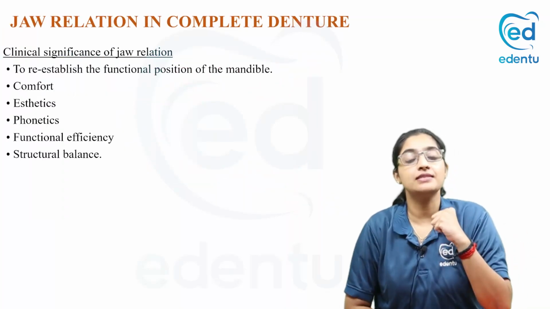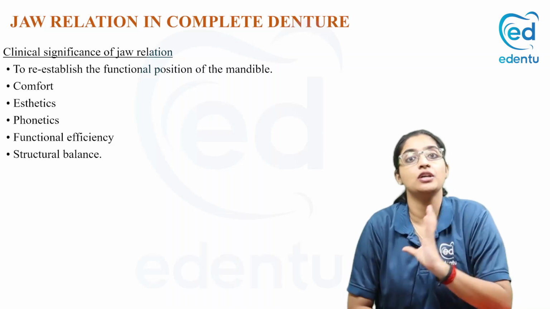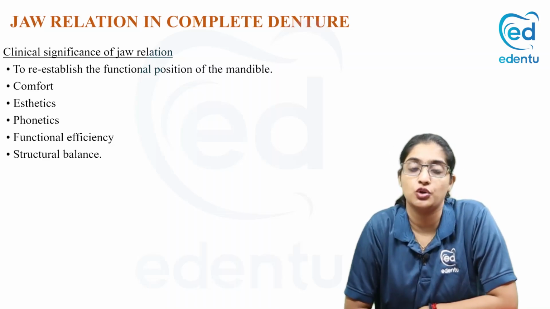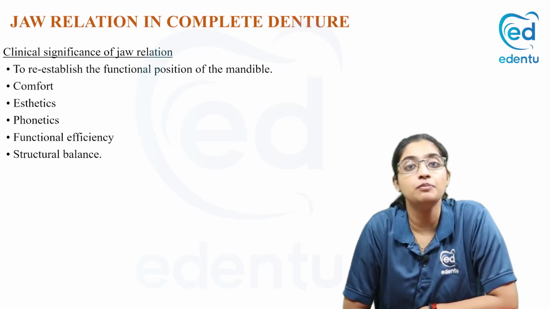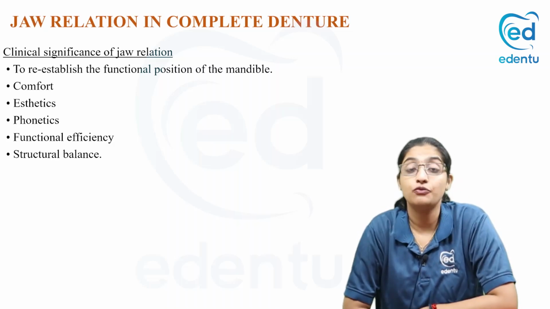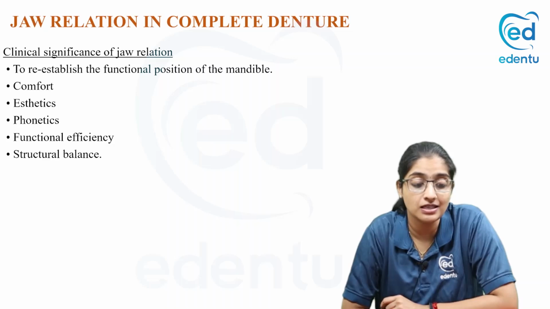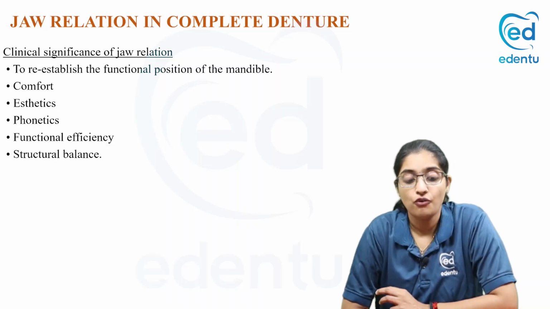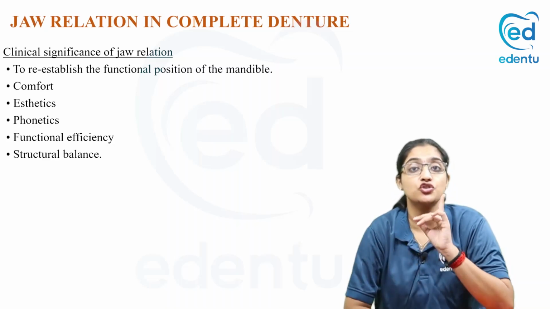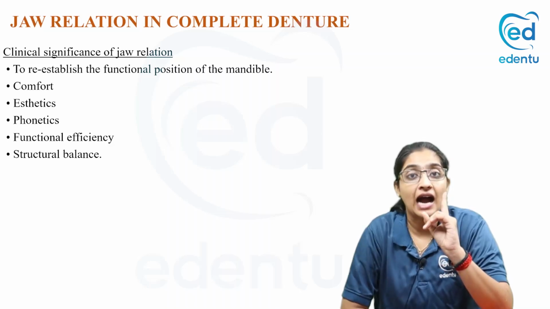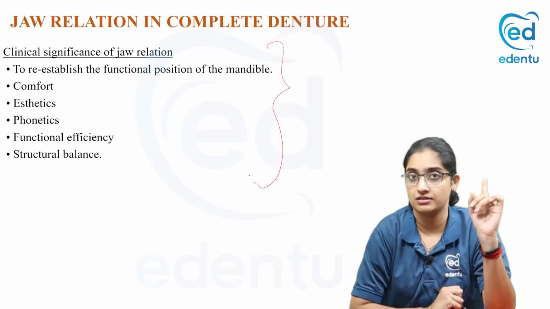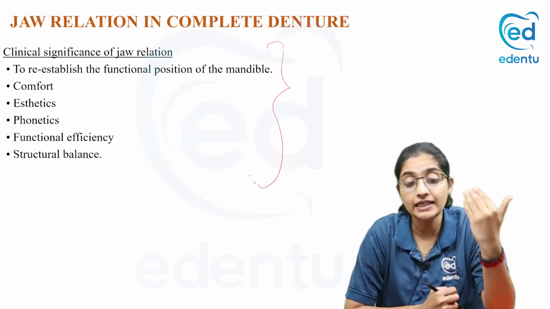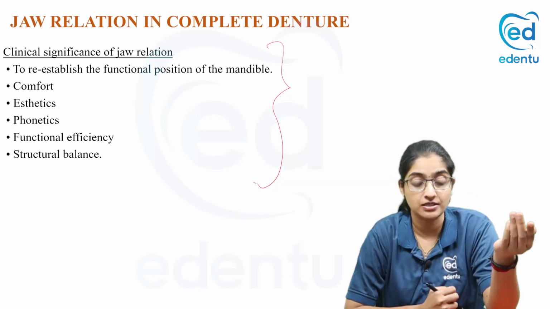What is the clinical significance of establishing or recording your jaw relation? Why do this step? To re-establish the functional position of the mandible for comfort, good aesthetics, phonetics of course, functional efficiency and structural balance. An ideal jaw relation will give you all of these.